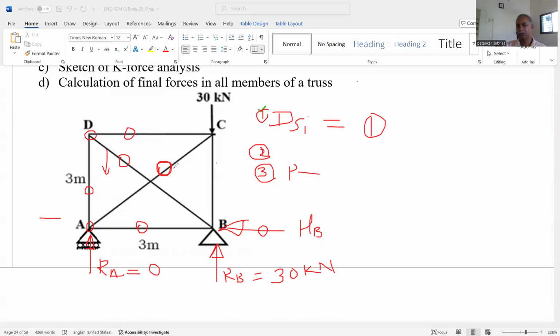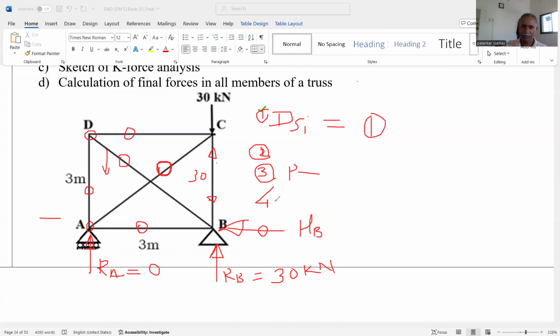This will be 0. And when we consider the joint C, it is observed that this is in the same line, compressive. That's why this force is also compressive in equal and opposite direction. And we get the value of this as 30 kilonewton compressive. That's all. That is the P force analysis. We get the P force analysis. This is step number 3.